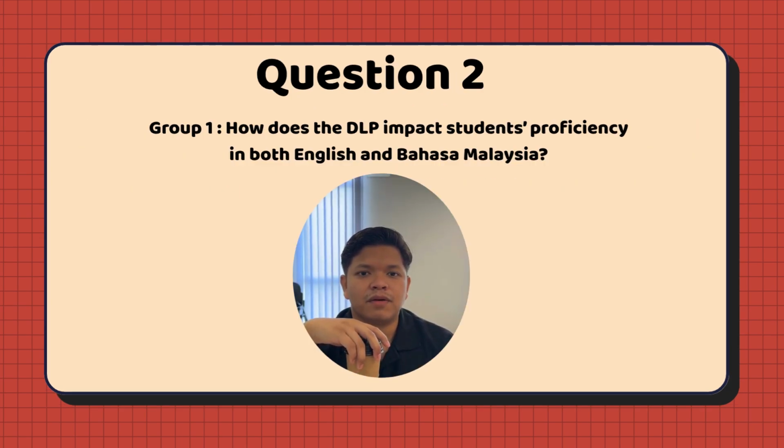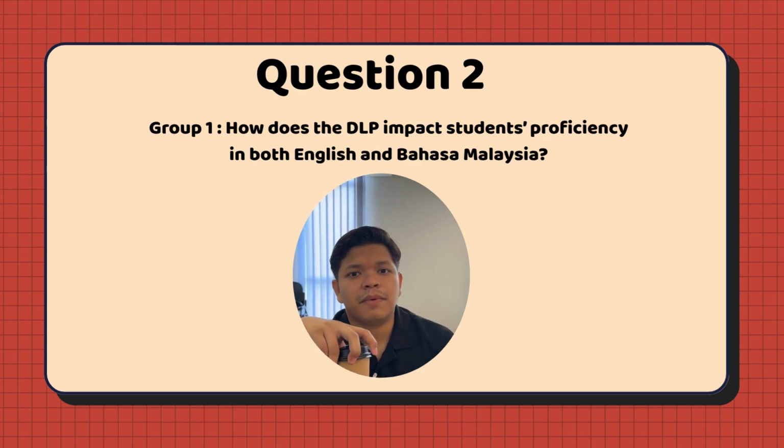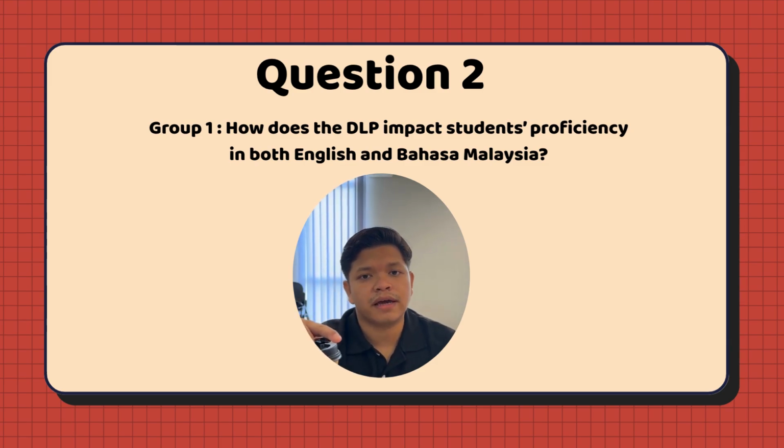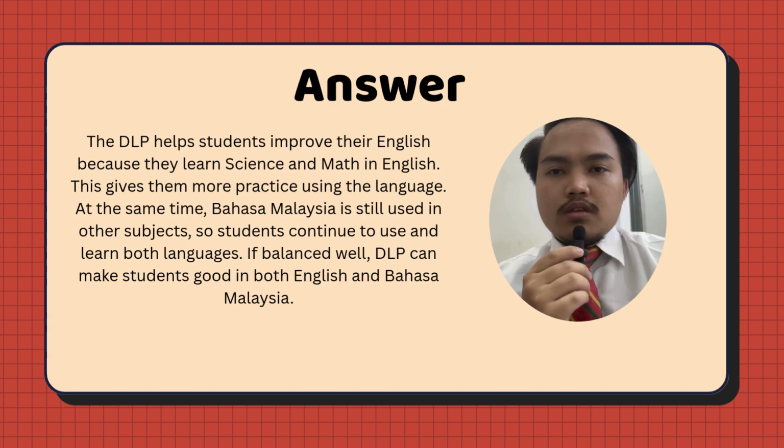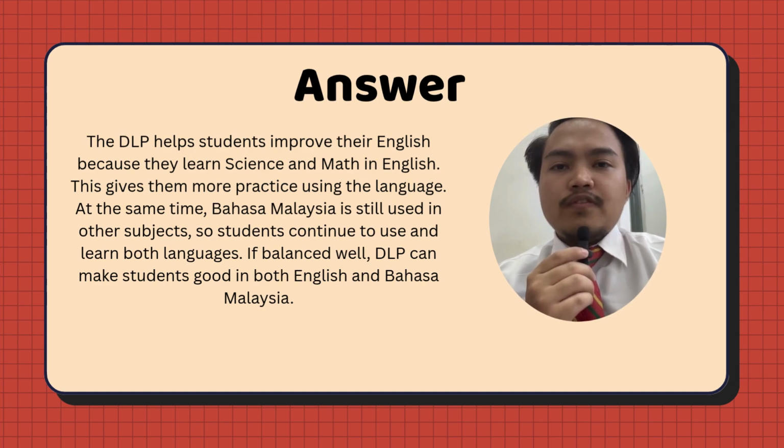Hi, I'm Ime. I'm from Group 1. So my question is, how does the DLP impact students' language proficiency in English and Malay? Thank you, Ime, for the question. The DLP helps students improve their English because they learn science and math in English. This gives them more practice using the language. At the same time, Bahasa Malaysia is still used in other subjects, so students continue to use and learn both languages. If balanced well, DLP can make students good in both English and Bahasa Malaysia.